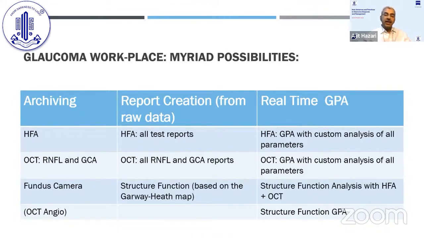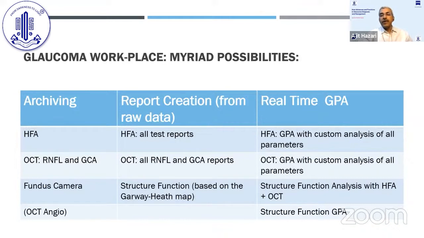One is archiving, where it archives the reports from the perimeter, the OCT, and the fundus camera, and probably in the near future, also the OCT angiography. And because it saves all the raw data from all these devices, it is capable of creating reports remotely for the perimeter as well as the OCT and the structure function analysis.